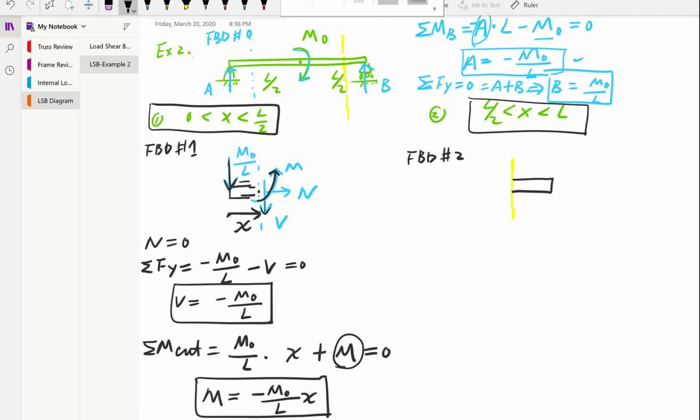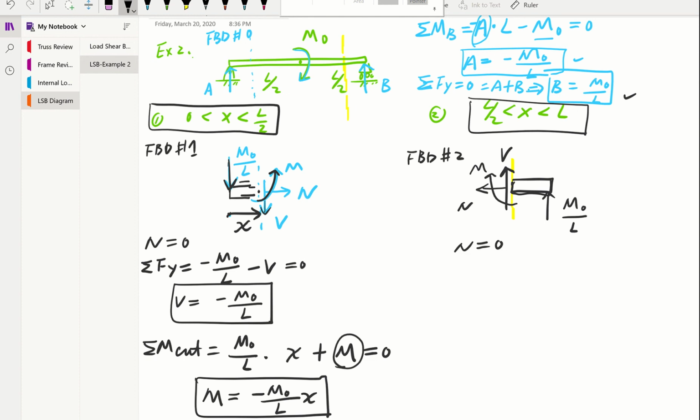We're going to have the force at B, which you already calculated. That's the reaction support, M0 over L. And at this yellow line is where we're going to put our internal loading. To make this entire section in tension, the normal force goes to the left. For shear, to make the entire section rotate clockwise, it goes up. That's our V. And for bending, to make a happy smile, M here.